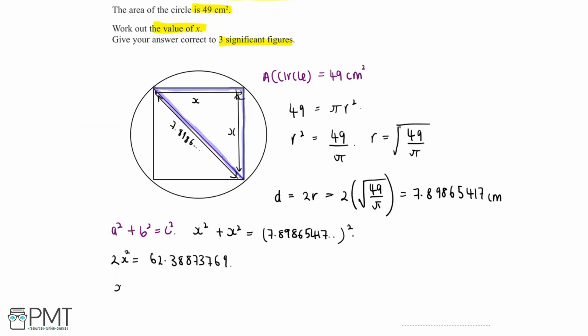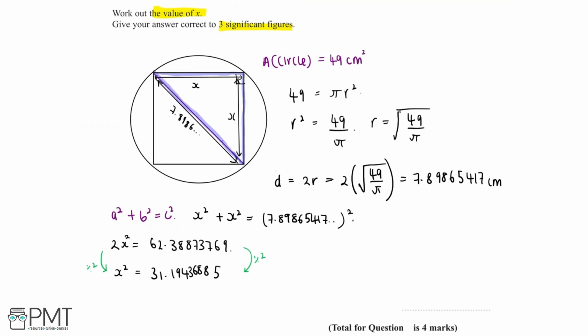We can now say that, dividing both sides by 2, x squared is equal to 31.194368885, and finally we can say that x is equal to the square root of 31.194..., and so x is equal to 5.585191926, and giving our answer to three significant figures, we can say that x is equal to 5.59 centimeters.